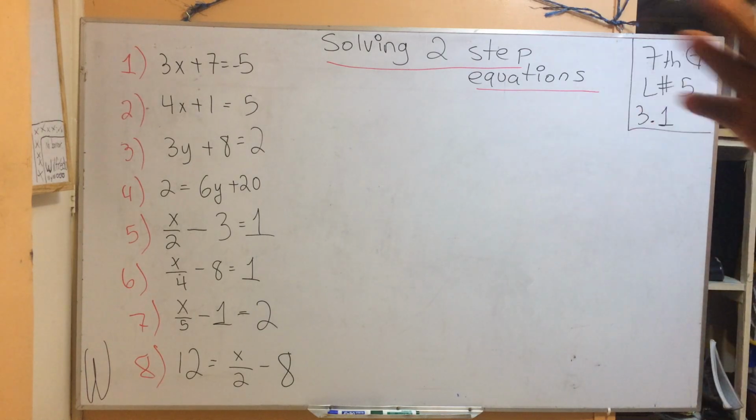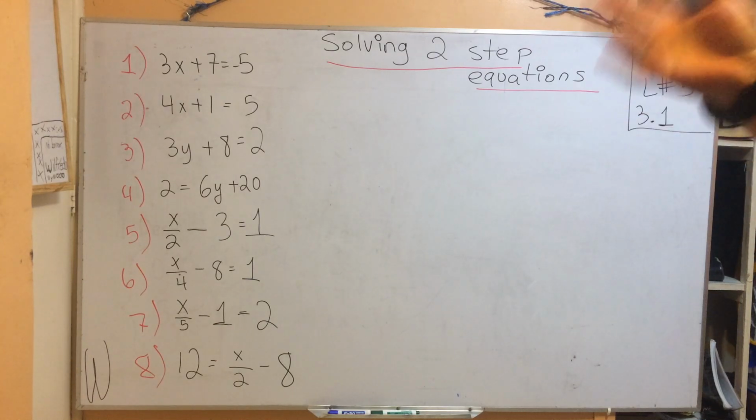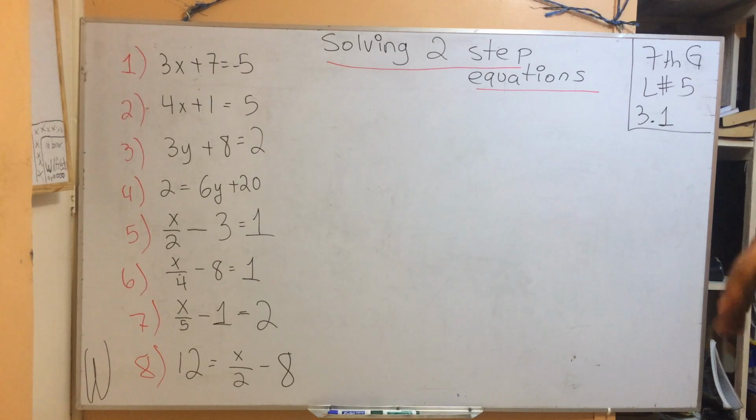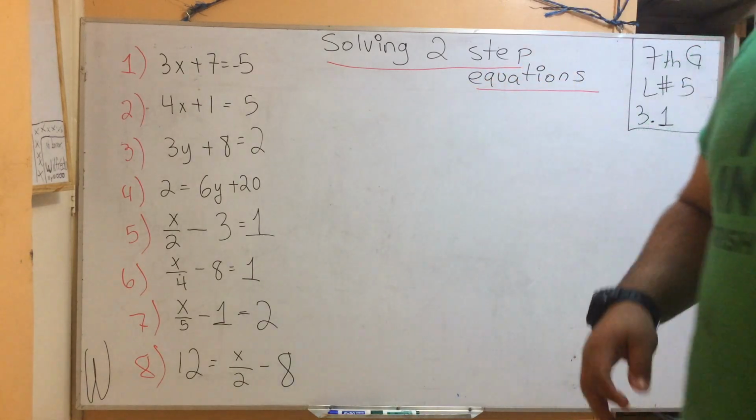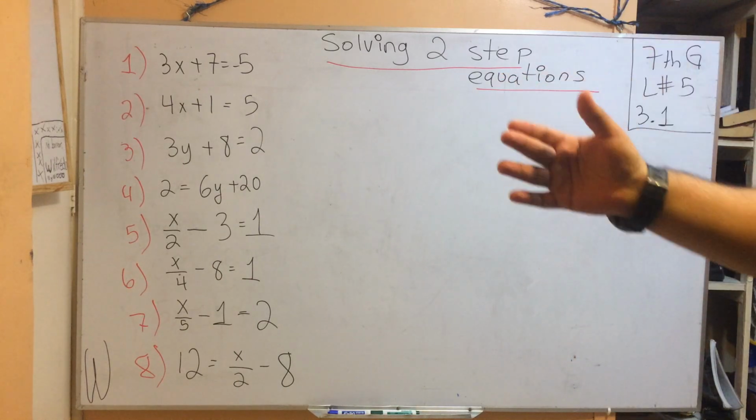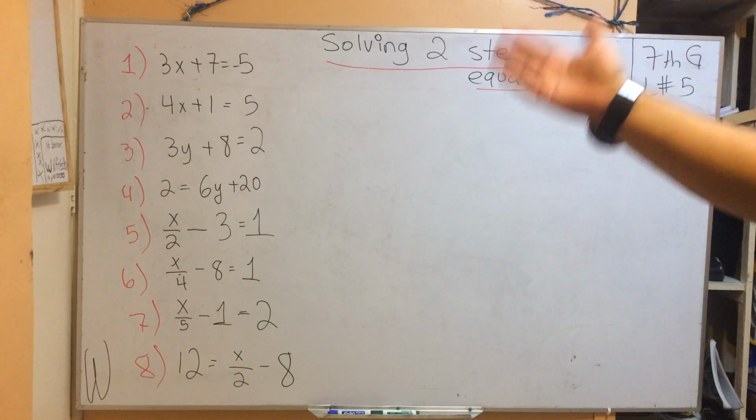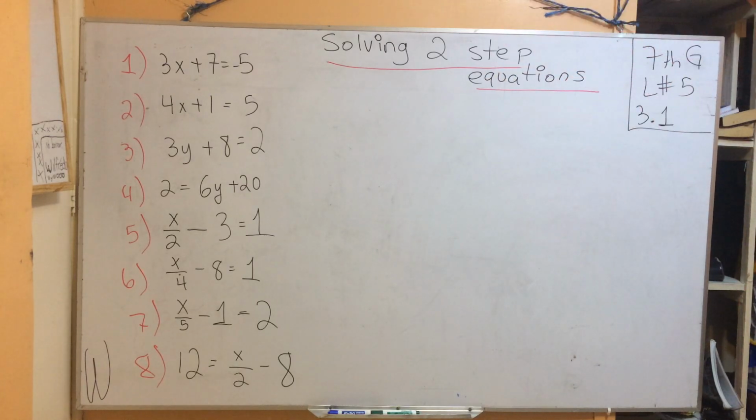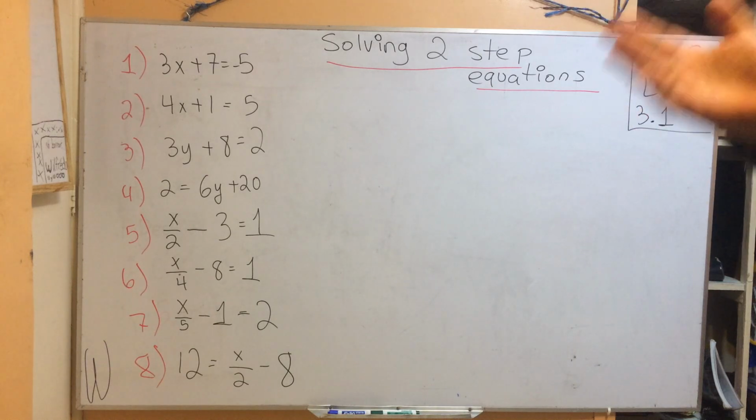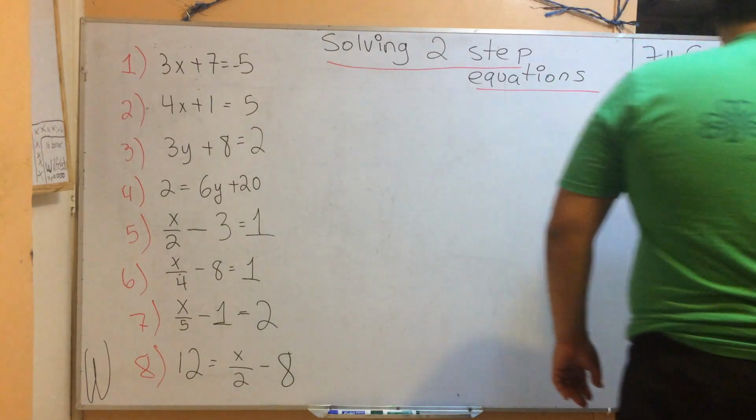Okay, now when we were working previously on these equations, we were just using either division or multiplication or subtraction or addition. Okay, so what we have here is that we're going to solve these equations using two steps. We might be using addition and multiplication, or we might be using subtraction and division. Okay, so that's why they are called two-step equations, because we're going to be using two steps to solve for a variable. Okay, so let's start working with the first ones.